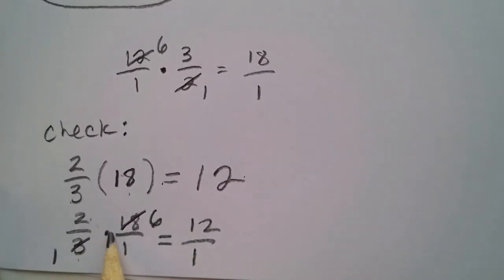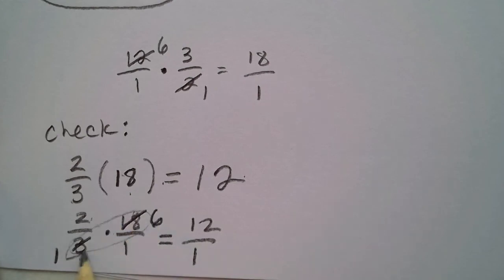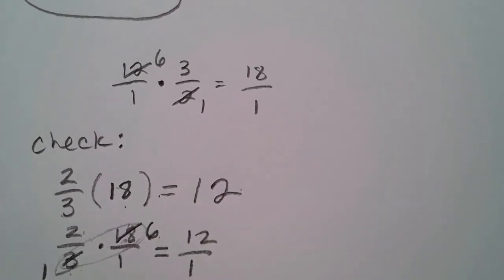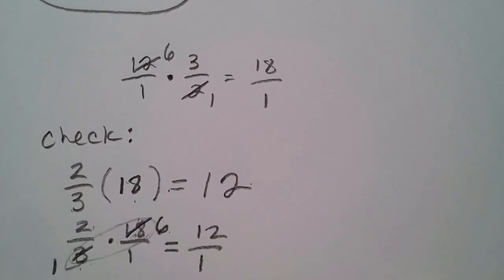So 2/3 times 18/1. I simplified factors here, dividing out 3 here and 3 here. Oops, made a mistake. So if I divide 18 by 3, nope, I'm good. All right. So always double checking. If you need to rewind and watch that one again, you can. All right, one last problem here.